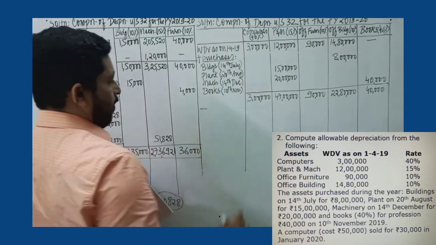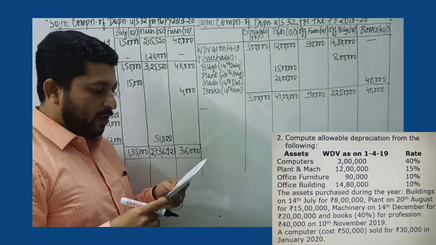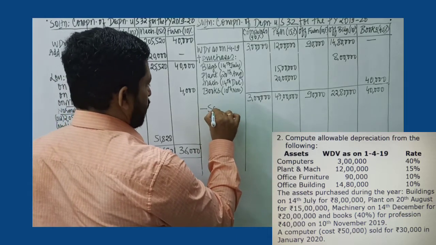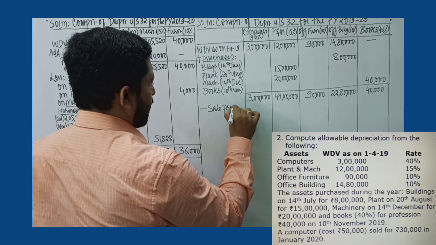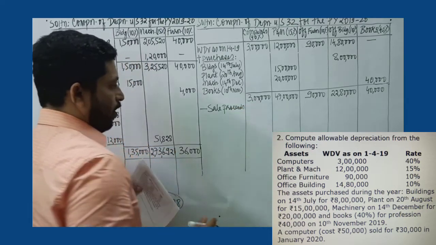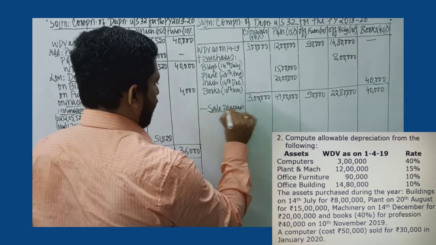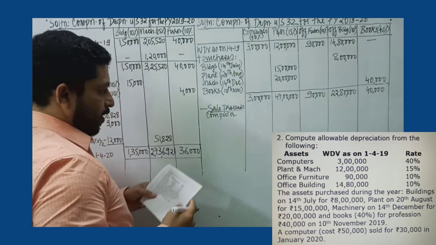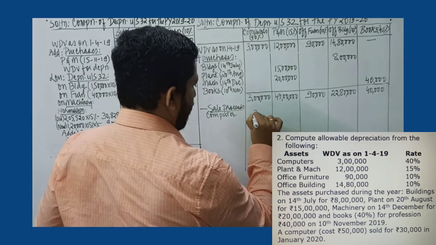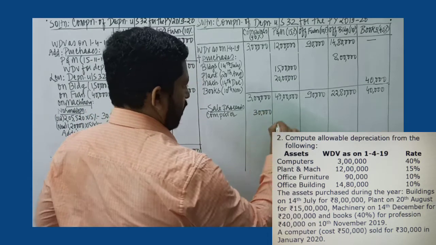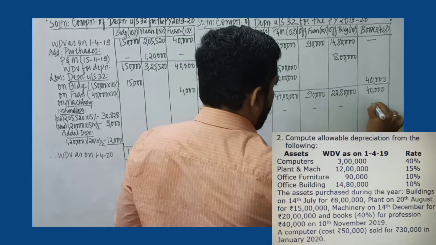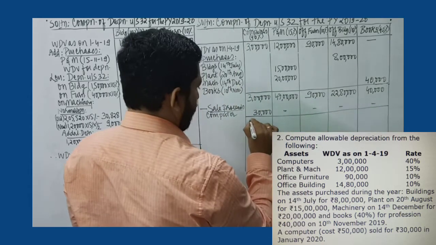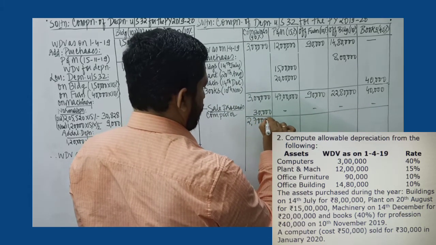Then minus, what do we have? A computer costing 50,000 sold for 30,000. So for us the cost is not important because we are deducting the value on a block basis. So sale proceeds, we have only one, sale proceeds of computer. The amount recovered is 30,000 rupees. So no sale of assets of the other blocks. So I just total the value, deduct, I get 2,70,000.